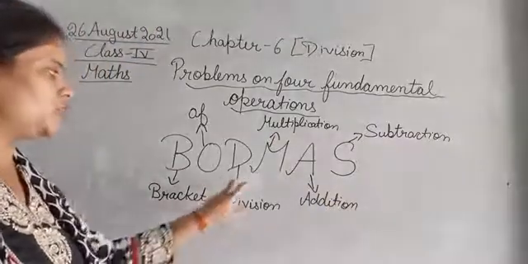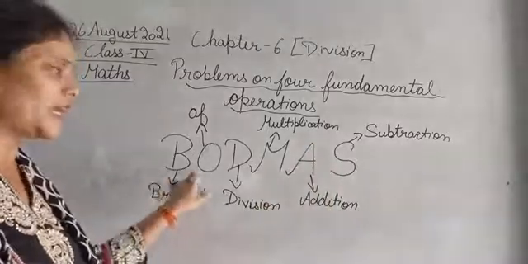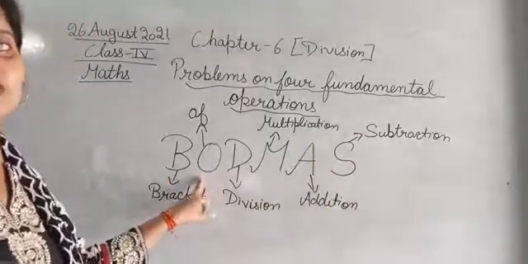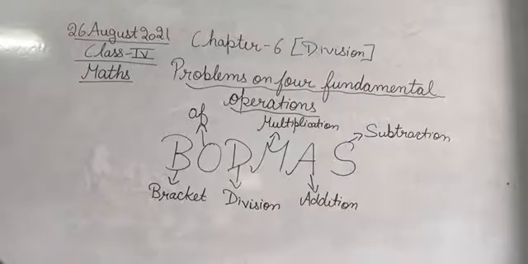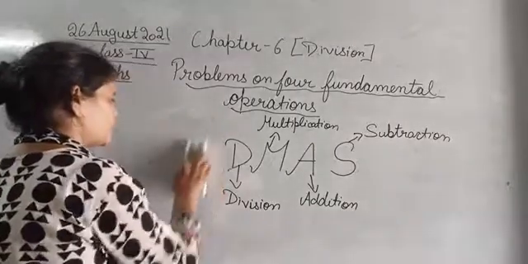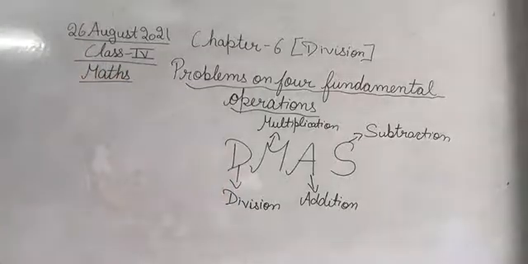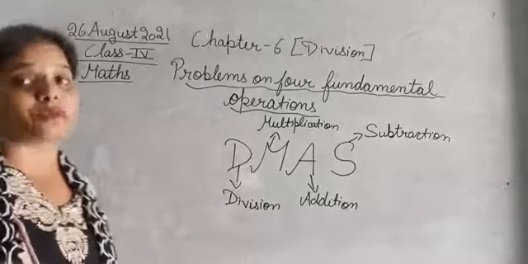But these two, division and multiplication, addition, subtraction, you already know. Now what about bracket and off? This is still not in your syllabus. So instead of using the BODMAS rule, we will use the rule of DMAS. That is division, multiplication, addition, and subtraction.